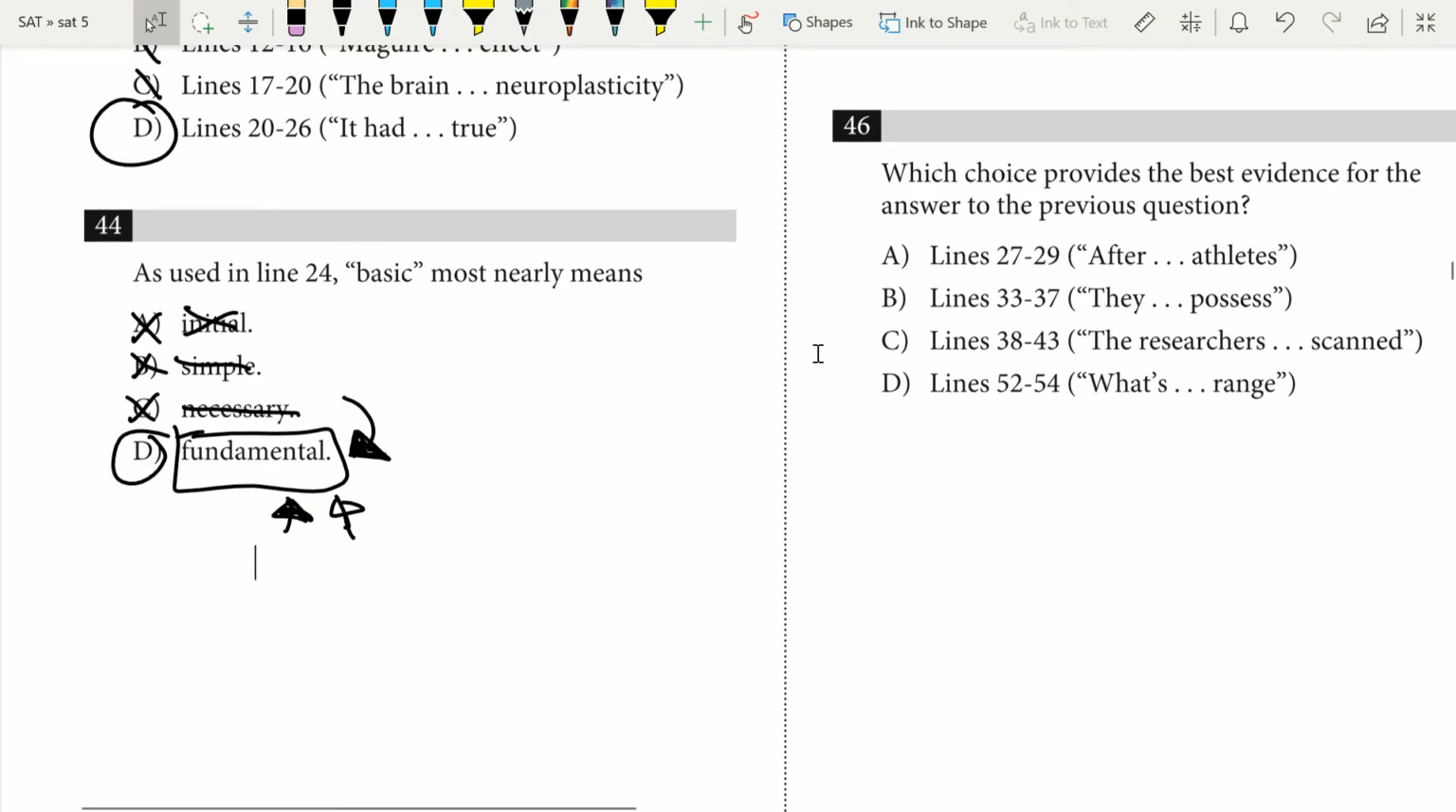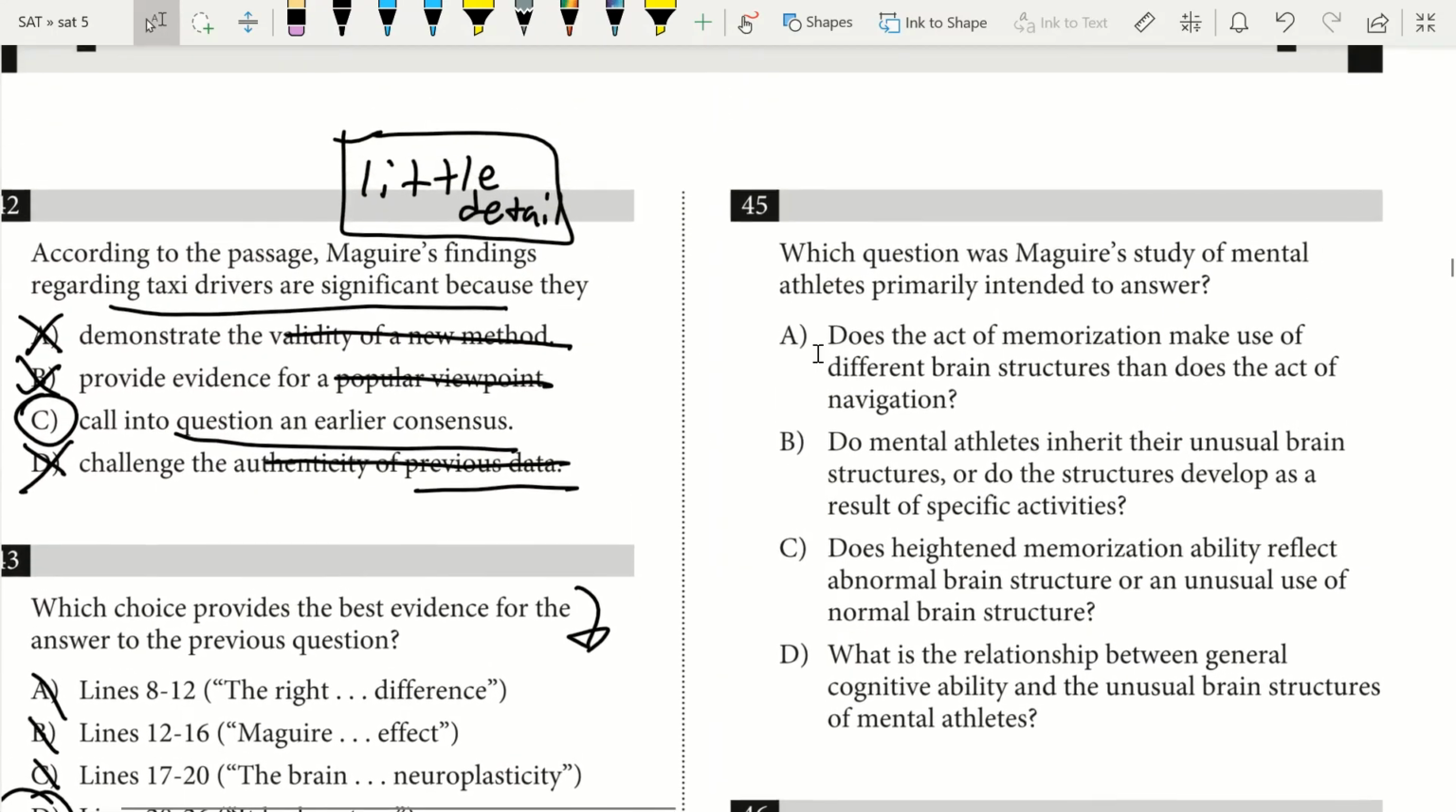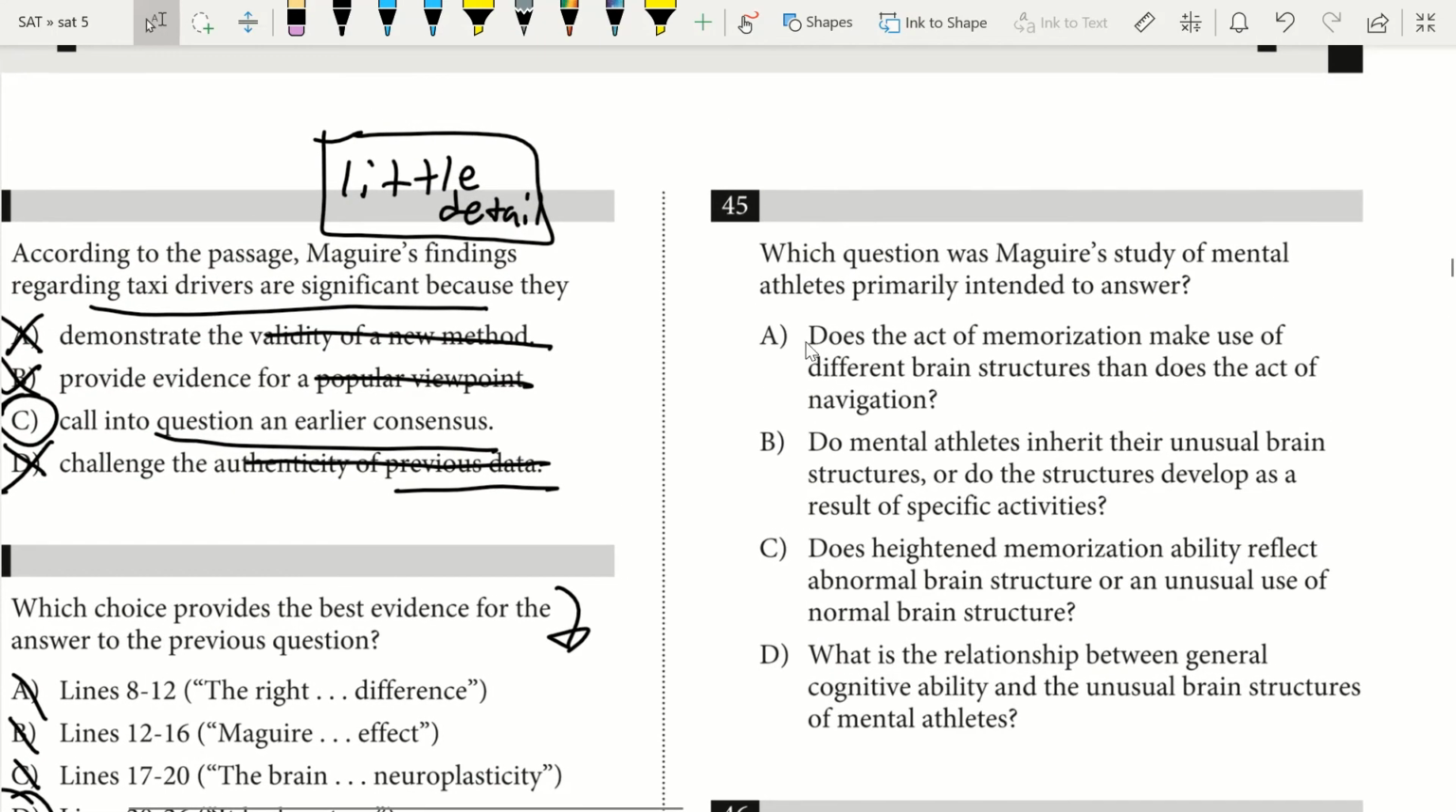All right, question 45. So 45, let's go ahead and take a look at it. Which question was McGuire's study of mental athletes primarily intended to answer? Well, that study was intended to answer whether or not these people who have these fantastic memories, it's the result of having pretty much a born brain that is different from other people, or whether they're using that brain differently. Okay, so that's really what that one's digging in at. So let's look at our options, find something that says something along those lines. So A says, does the act of memorization make use of different brain structures than the act of navigation? No. Okay, that's conflating those two studies.